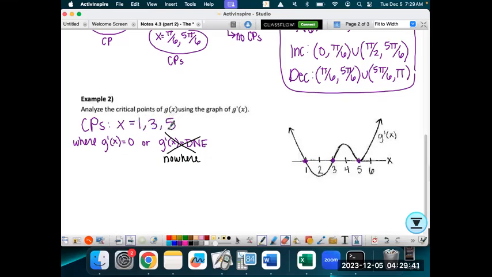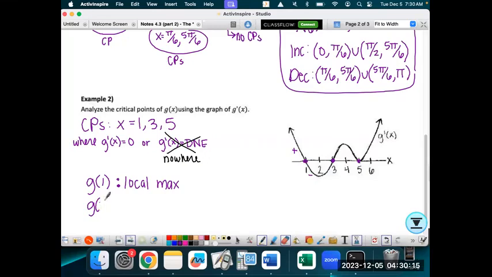So let's analyze each of these. I don't know the outputs for g of 1, so I can just say that g of 1 is going to be, see, we have positive outputs to negative outputs. So our graph would have positive slopes to negative slopes. That would be a local max.